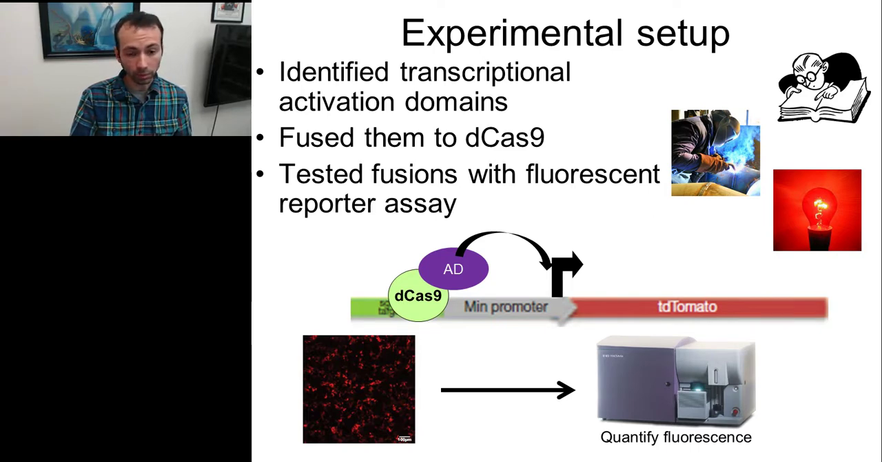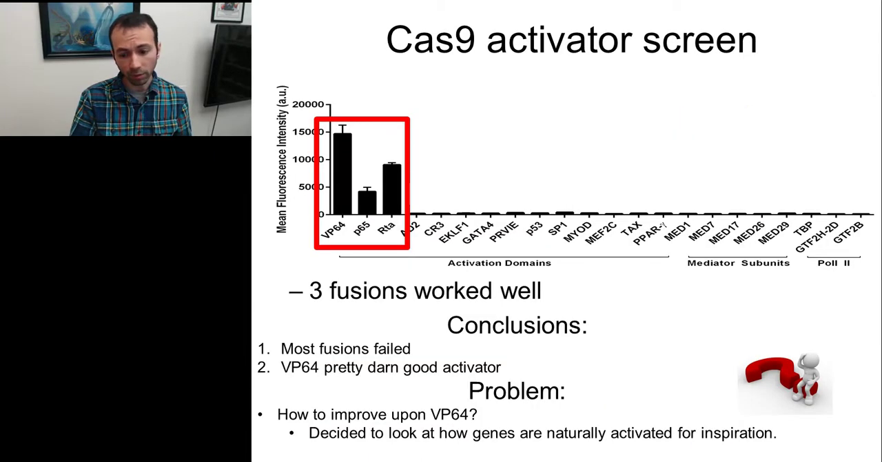And so what did the results of our screen look like? On the y-axis, I'm going to quantify for you mean fluorescence intensity. On the x-axis, I'm showing you all the different fusions we tried. And what you see is that really only 3 fusions seem to work very well. And so the conclusions from this experiment were that most fusions failed, not that exciting of a conclusion, and that VP64 was a really, really good activator.